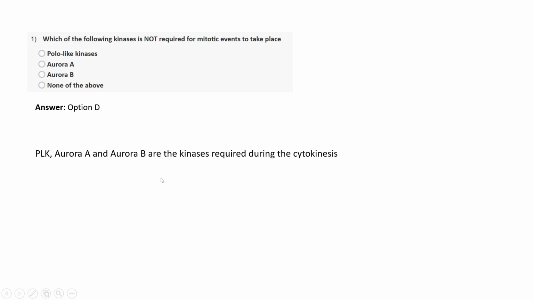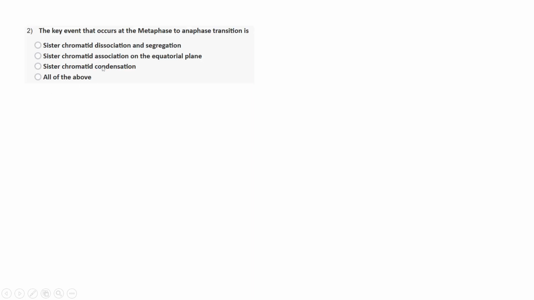PLK, Aurora A and Aurora B are the kinases required during the cytokinesis. Okay, so these are the three, as we discussed in the mitosis phase. So these are the three kinases apart from CDK that are required. So not required is none of the above, because all the three are required. So option D is the correct answer.